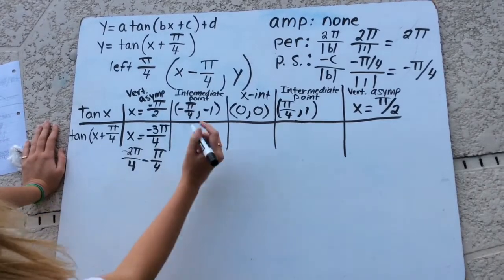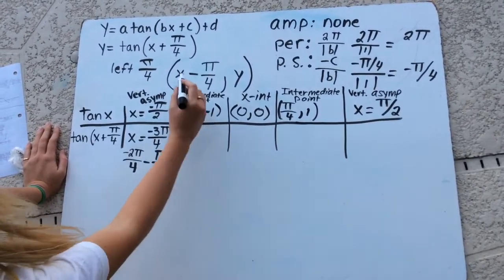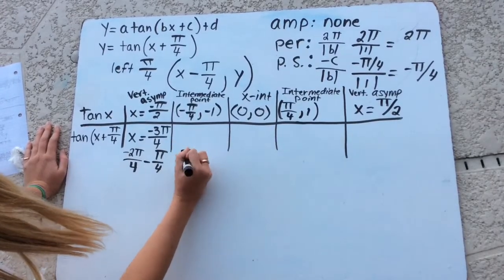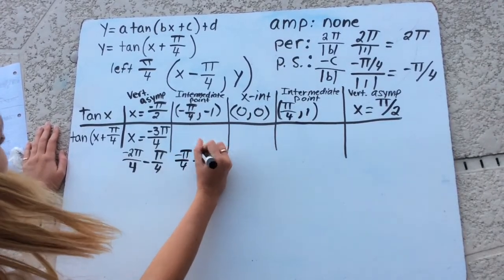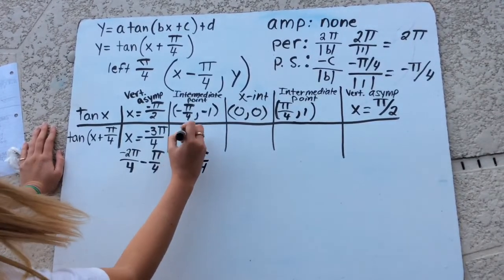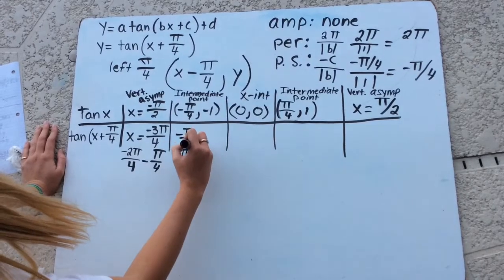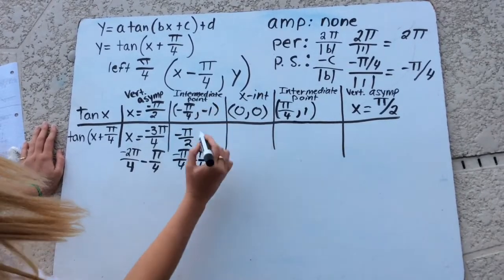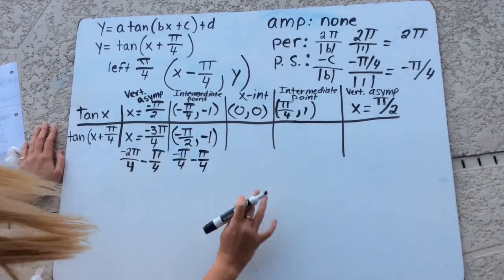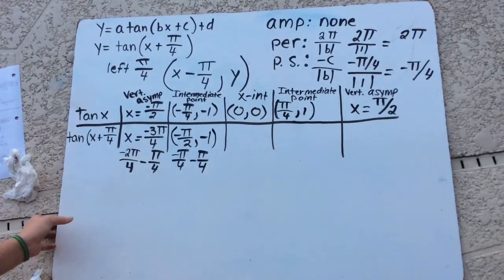Next, we use negative pi over 4 in for x. So negative pi over 4 minus pi over 4 gives us negative pi over 2. And we just plug in the same y value. There's our first intermediate point.